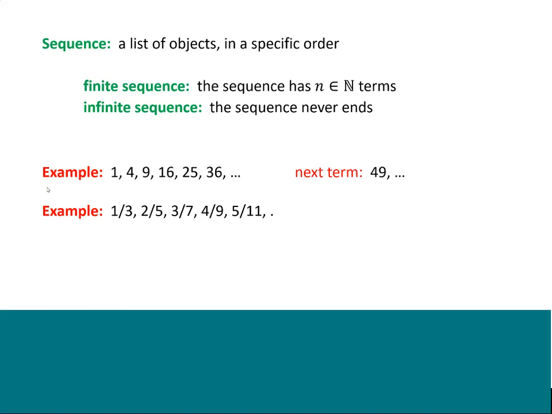You could also have guys that are more fractional. This is pretty common to have some sort of fractions involved too. So here, 1/3 is the first term, second term 2/5, 3/7, 4/9, 5/11. Anybody have a guess what the next term would be here? Again, don't overthink it. I didn't try to make these complicated. But sequences are all about finding patterns.